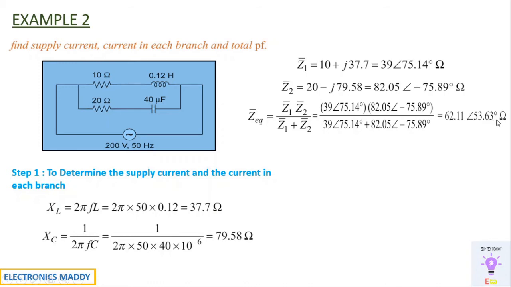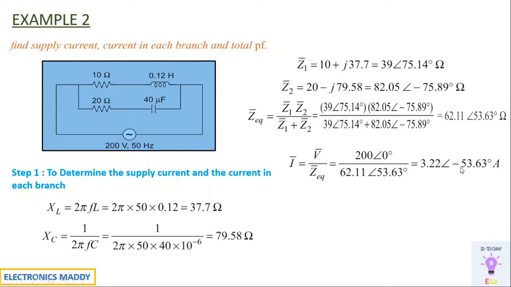So how do we find the supply current? I is nothing but V by Z equivalent, isn't it? We found the overall impedance offered by the circuit. We are supposed to find the value of I, and we know the value of supply voltage V bar. So I bar is equal to 200 at an angle 0 divided by 62.11 at an angle 53.63 degrees. Substituting, you will be getting 3.22 at an angle of minus 53.63 degrees amps.